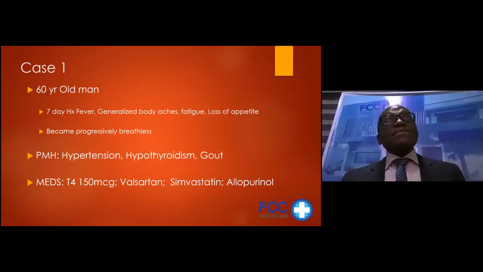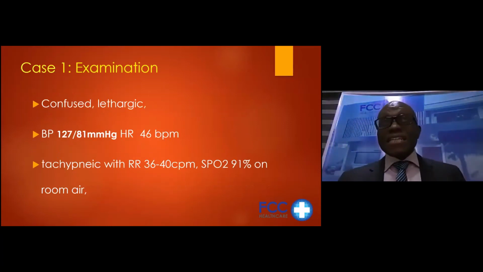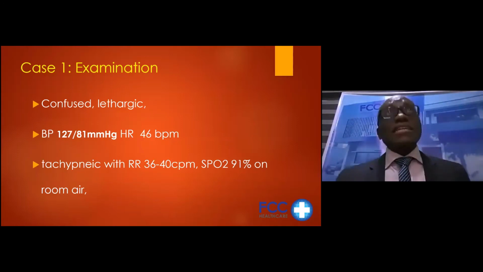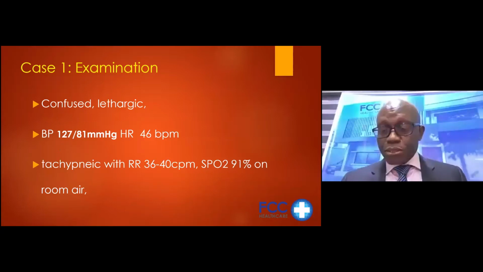This patient has premorbid illness that includes hypertension, gout, and hypothyroidism, and was being adequately treated for those. On examination, he was lethargic, confused, and just listless. Blood pressure was okay, but we noticed this bradycardia, and as you will see, that becomes significant later on. He was very tachypneic, and on room air, saturation was just barely 91, which obviously meets the criteria for hospital observation.